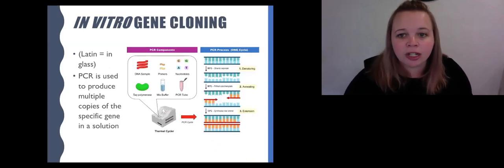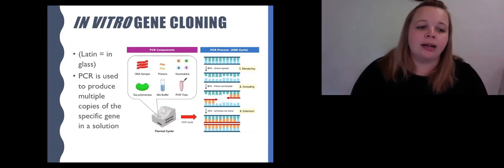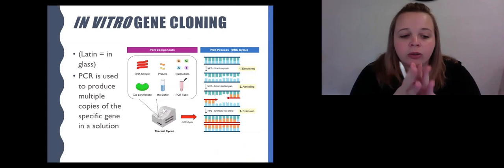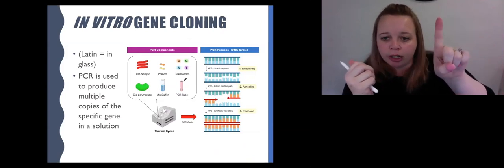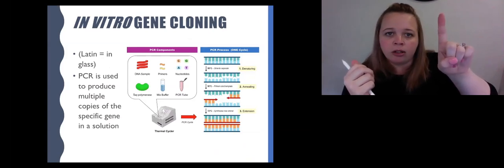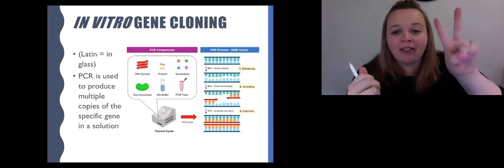The second type of gene cloning is in vitro, or in glass, or in a lab. And here we're talking about PCR. Out of my three techniques, gene cloning can apply to bacterial transformation if we're talking about living things doing the cloning, or it can happen in glass, in a little test tube, and that is PCR.